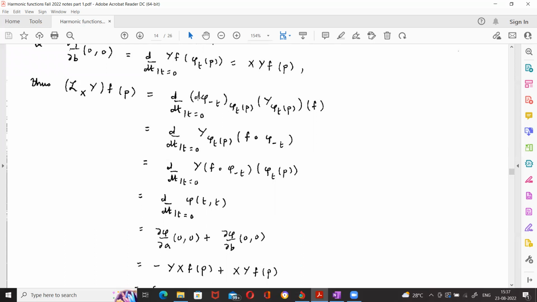Now, what is the derivative of phi minus t applied to this tangent vector applied to F? It is this tangent vector Y at phi t of P applied to the function F composed with phi minus t, by definition of the derivative of a map, right? So you have to compose F with phi minus t. Now, what is this? Y at the point phi t of P applied to F composed with phi minus t. This is the same thing as Y applied to the function F composed with phi minus t, the whole thing evaluated at phi t of P, right?